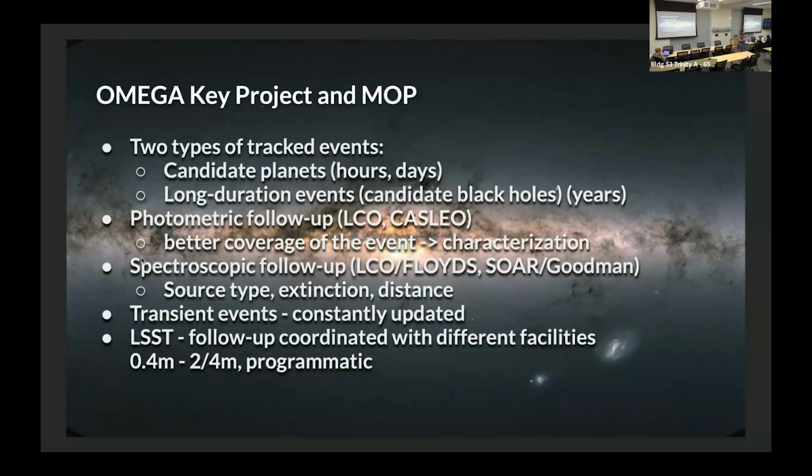And once LSST comes online, we will no longer be dealing with events that come down to 19, maybe 20 magnitudes. We will be dealing with events going down to 23 magnitudes, and sometimes they will jump up to become extremely bright. This means we will have to conduct coordinated follow-up with a wide range of diameters of our facilities, and it will have to be programmatic.